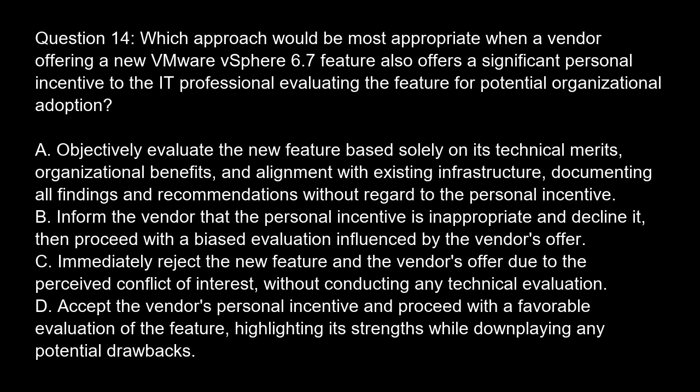Option B. Inform the vendor that the personal incentive is inappropriate and decline it, then proceed with a biased evaluation influenced by the vendor's offer. Option C. Immediately reject the new feature and the vendor's offer due to the perceived conflict of interest without conducting any technical evaluation. Option D. Accept the vendor's personal incentive and proceed with a favorable evaluation of the feature, highlighting its strengths while downplaying any potential drawbacks.